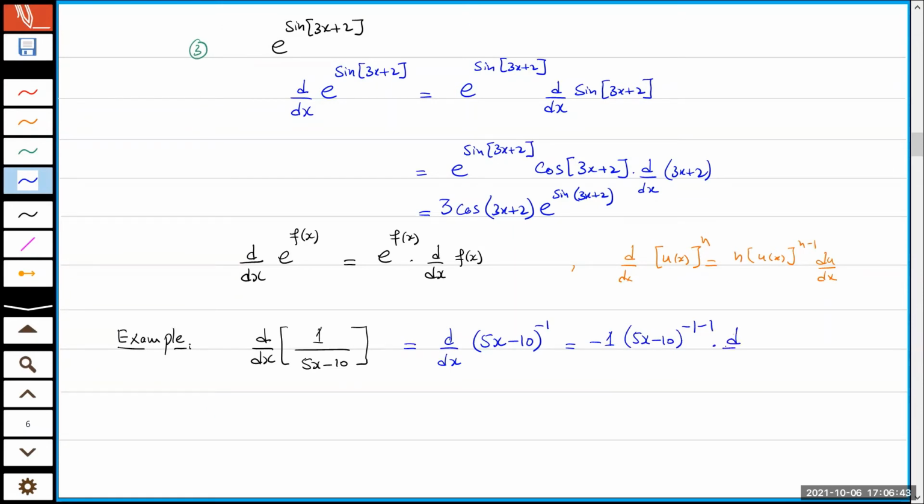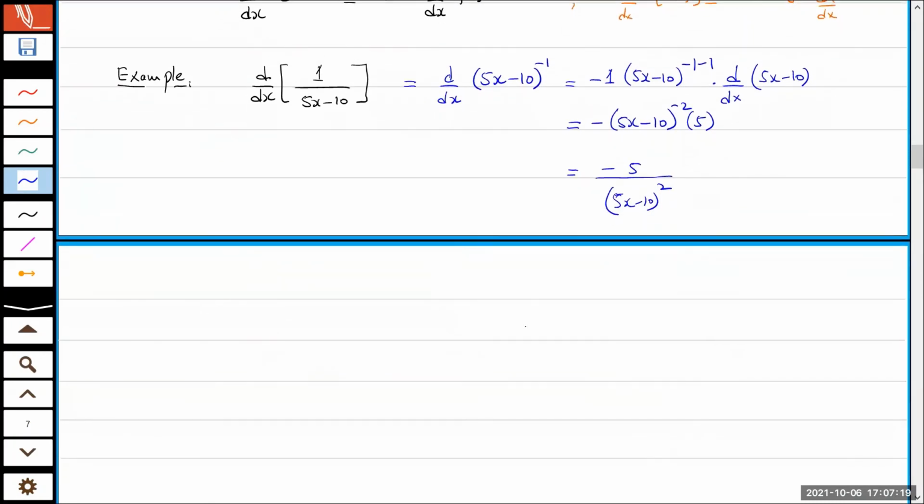But then because of the chain rule, I will have to multiply it with the derivative of the inside part, which is 5x minus 10. This becomes negative (5x minus 10) to the power negative 2. And then the derivative of 5x is 5. The derivative of 10 is 0. I get 5 from here. Now I can put it back in the form negative 5 over (5x minus 10) squared, which is way better than applying the quotient rule and then getting the derivative out.